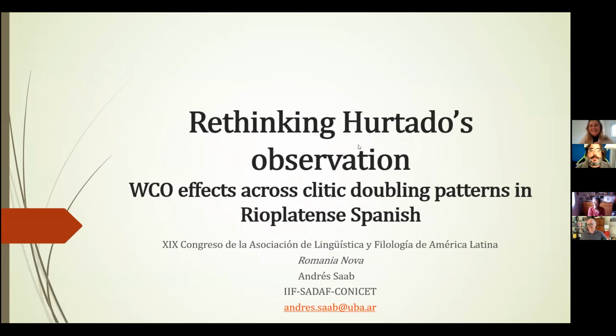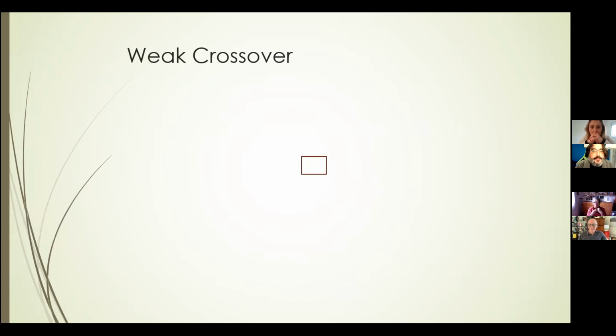Bueno, the paper: Rethinking Hurtado's observation with crossover effect across clitic doubling pattern in Rio Platense Spanish. I will try to be brief, okay? Short presentation, just a problem and a solution. Okay. Okay, what is weak crossover?